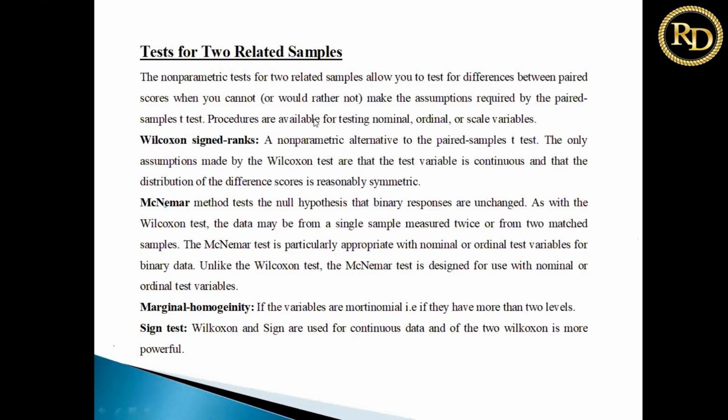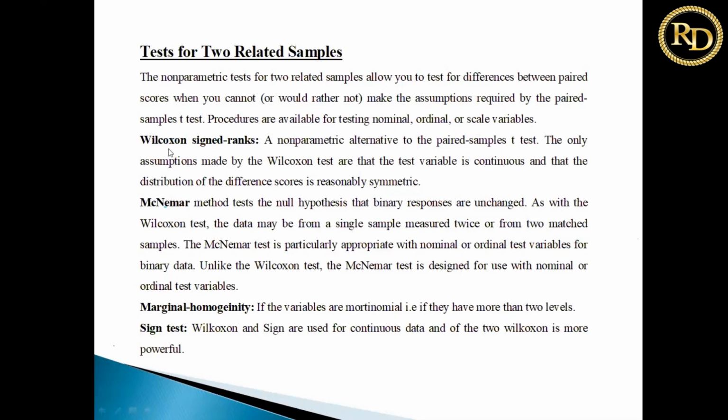The non-parametric test for two related samples allows you to test the differences between paired scores when you cannot, or would rather not, make the assumption required by the paired sample t-test. In the paired sample t-test, we assume the parent population should be normally distributed, but here this assumption is not required. We get the scores of the differences of the two variables, and the procedures are available for testing nominal, ordinal, or scale variables. It means here we are dealing with categorical data.